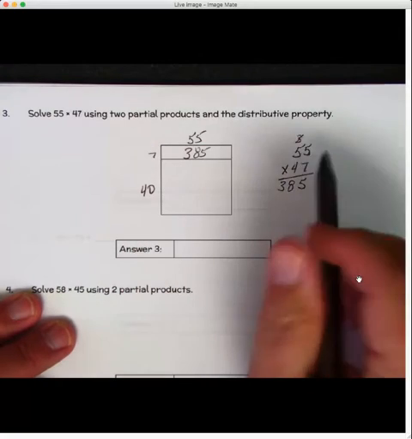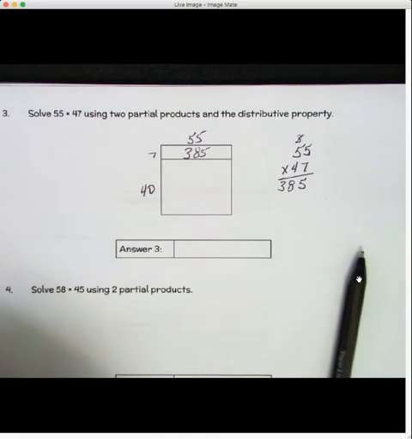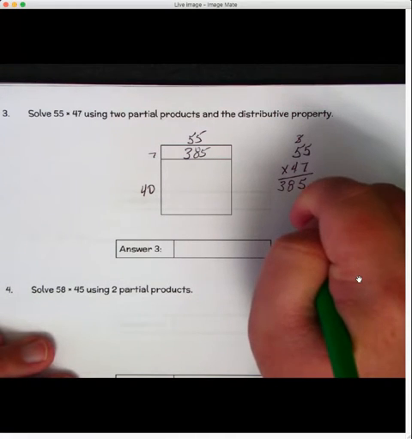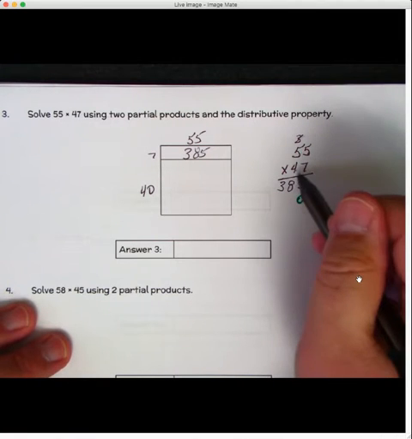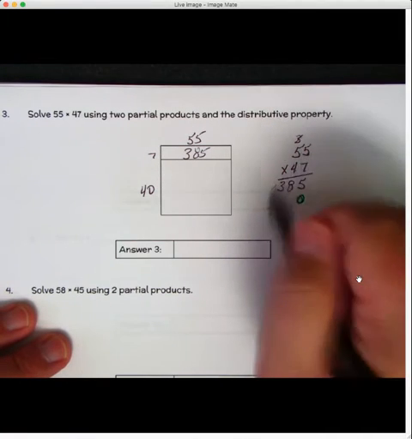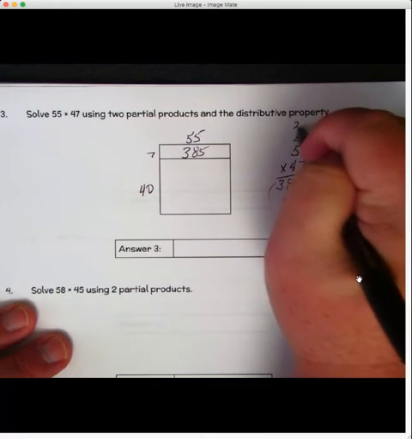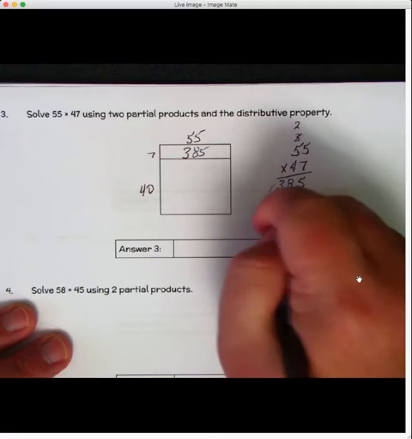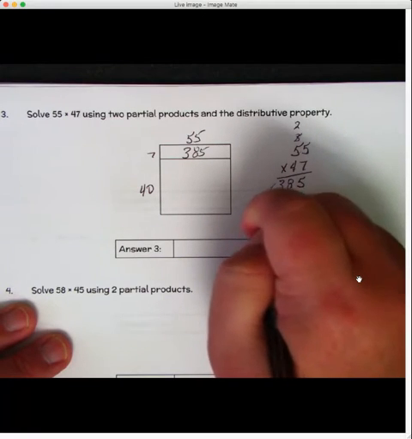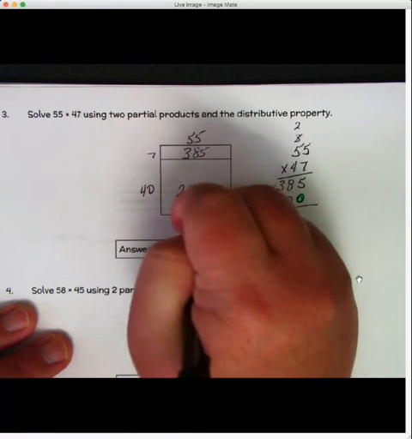Now we've got to do 40 times 55. So I'm going to put my magic 0 down, my green magic 0, to remind me I'm not multiplying by 4, but by 40. 4 times 5 is 20. Put our 0 down and our 2 up here. 4 times 5 is 20, plus 2 is 22. So 40 times 55 is 2,200.